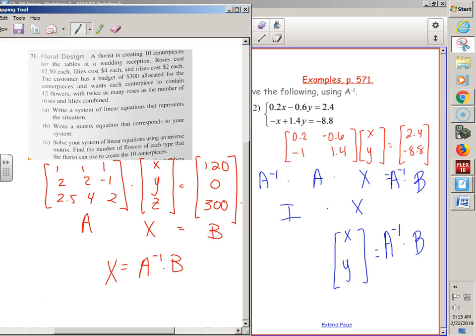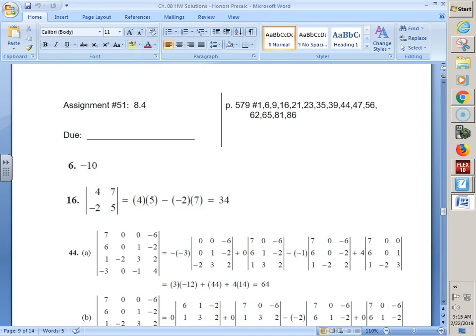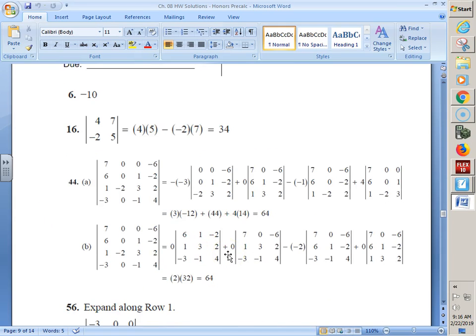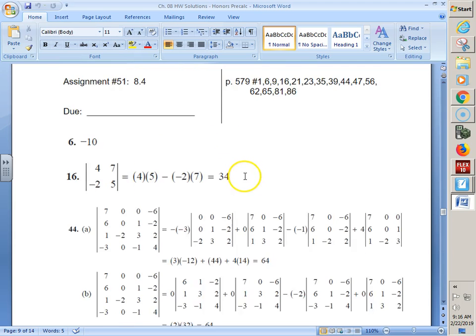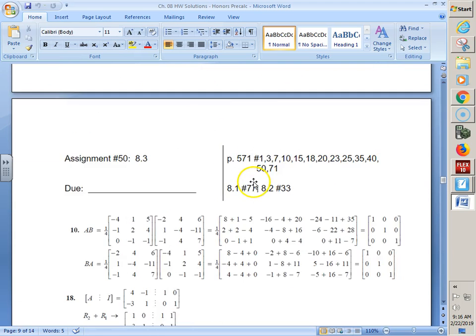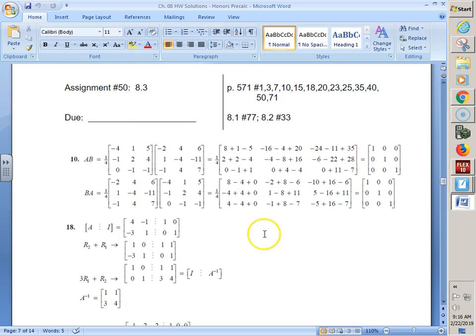Let's go grade our evens. Kyle. You got it? There you go. Okay, evens. Number 6 should have been negative 10. Number 16, the determinant should have been 34. Oh, no, I'm sorry. Thank you. That's rough. Ugh. Number 10, the answer was yes.